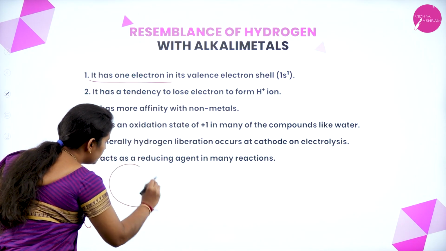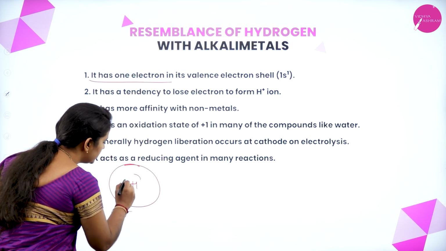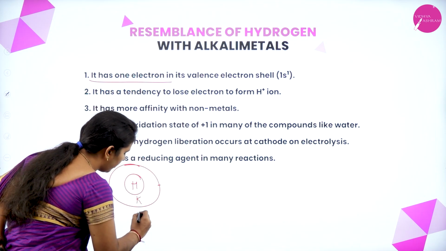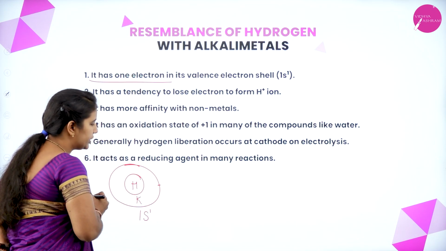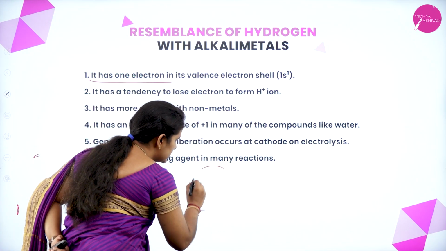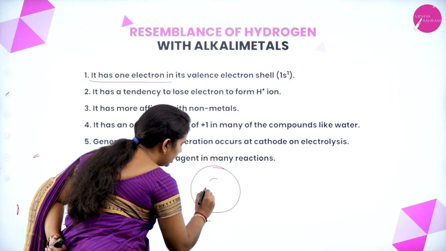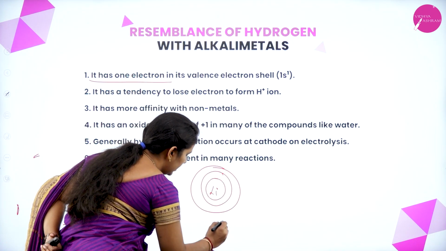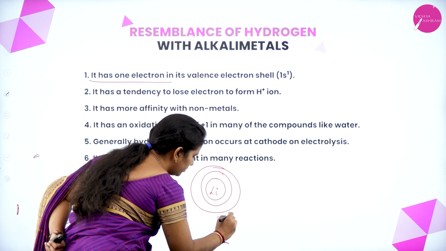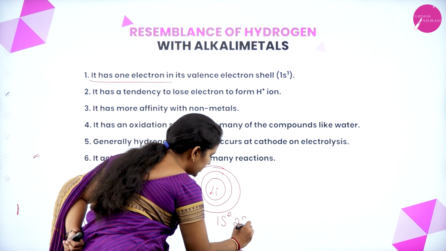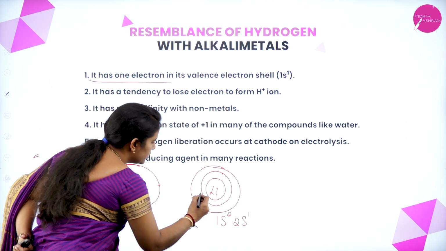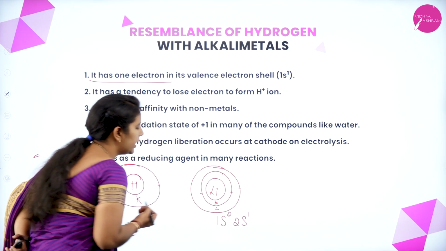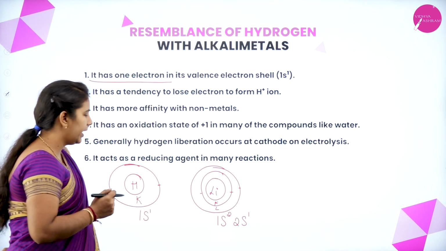So this is the structure of hydrogen. In the K shell, there is only one electron and the electronic configuration is 1s1. Similarly, for lithium, it is 1s2 2s1. Is it right? So in the K shell, there are 2 electrons, followed by the L shell, which consists of only 1 electron.